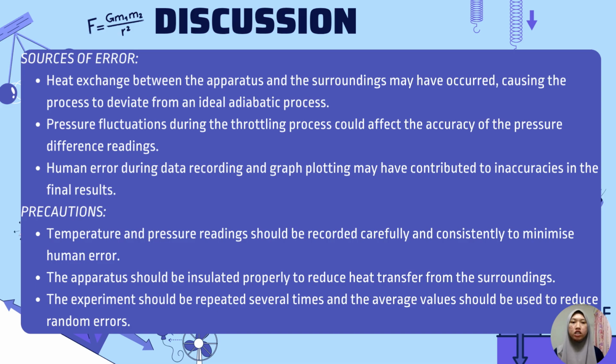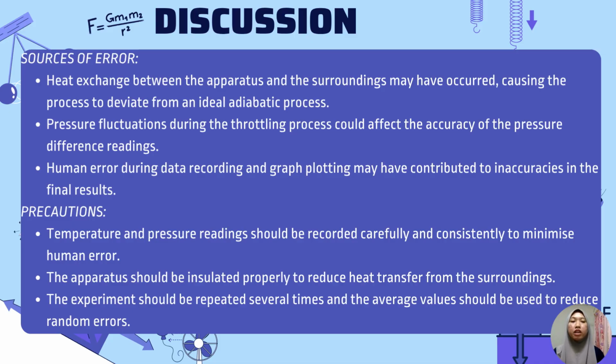There were several sources of error in this experiment. First, heat exchange with the surroundings may have occurred, causing the process to not be perfectly adiabatic. Pressure fluctuation during the throttling process could also affect the accuracy of the reading. Besides that, human error during data recording and graph plotting may have caused inaccuracy in the result.